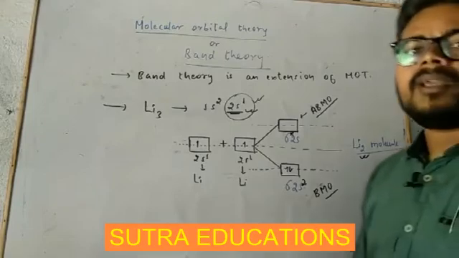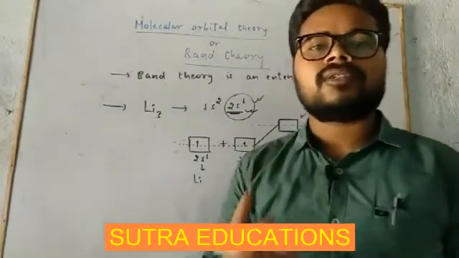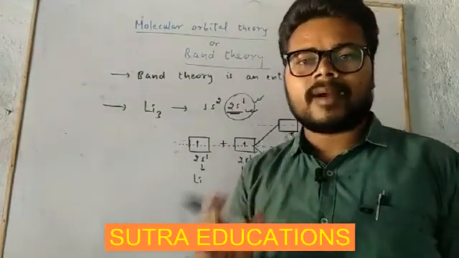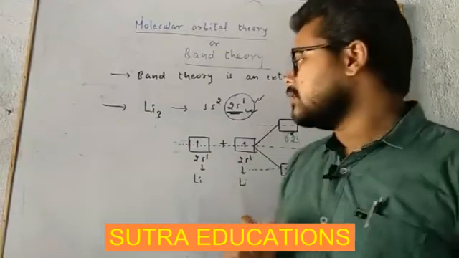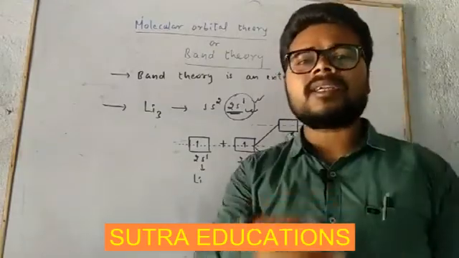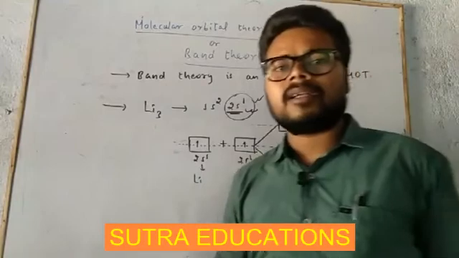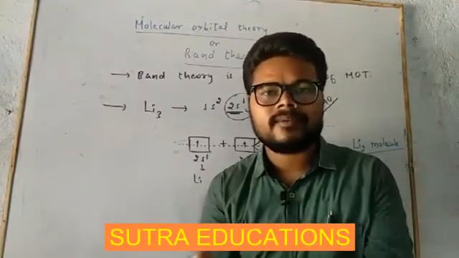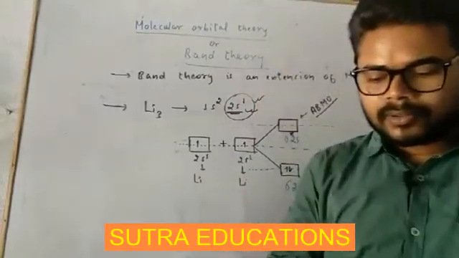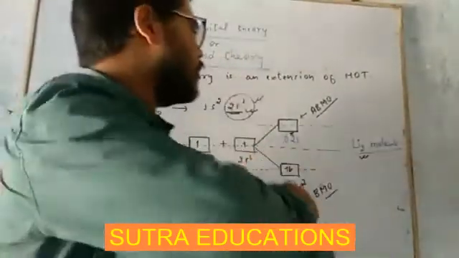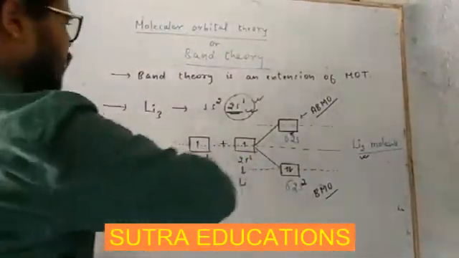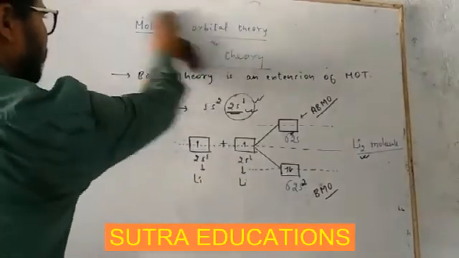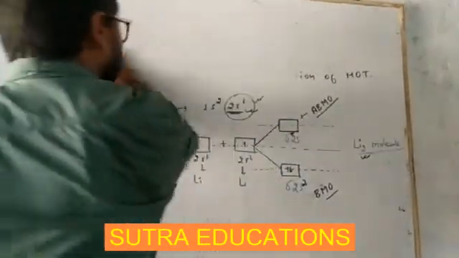Now, if three atoms of lithium combine together, then three atomic orbitals will combine, and the molecular orbitals formed will be three. We will take the example of the Li3 molecule.